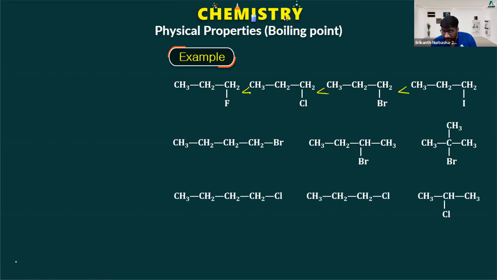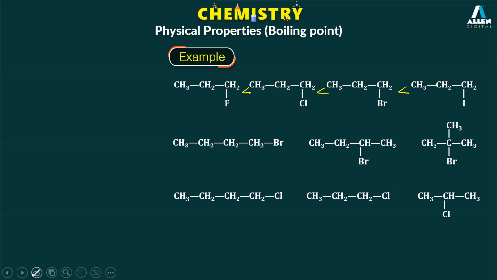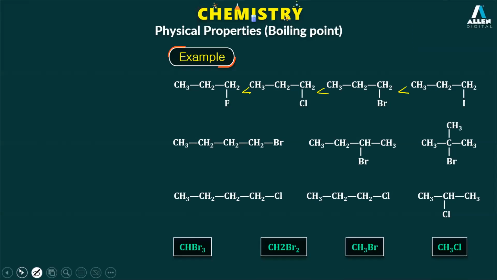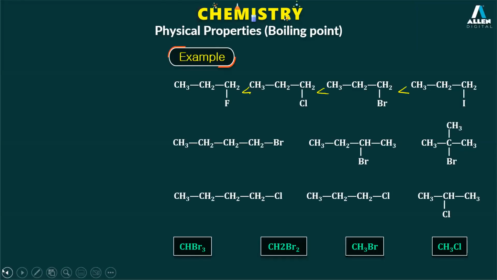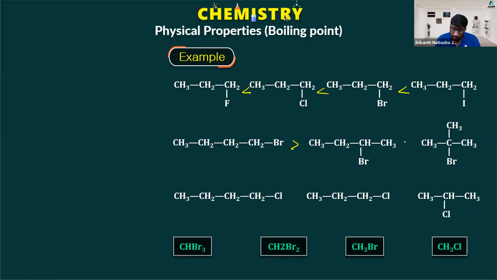What happens with increase in branching, students? Obviously the boiling point will decrease. So the first compound, the straight chain, will have the greatest boiling point, then the one where the branching is less, then the compound where the branching is greater. Why is it so? Because with increase in branching, the molecule tends to possess a spherical shape, thereby decreasing the intermolecular force of attraction.